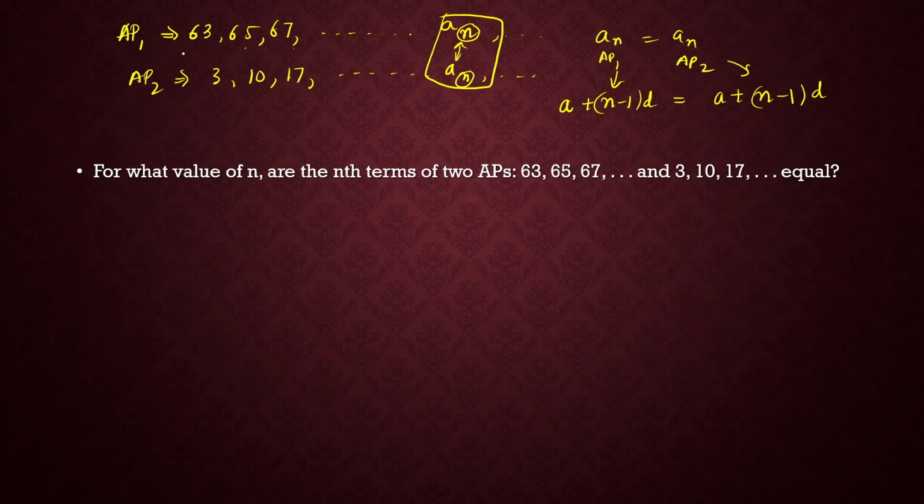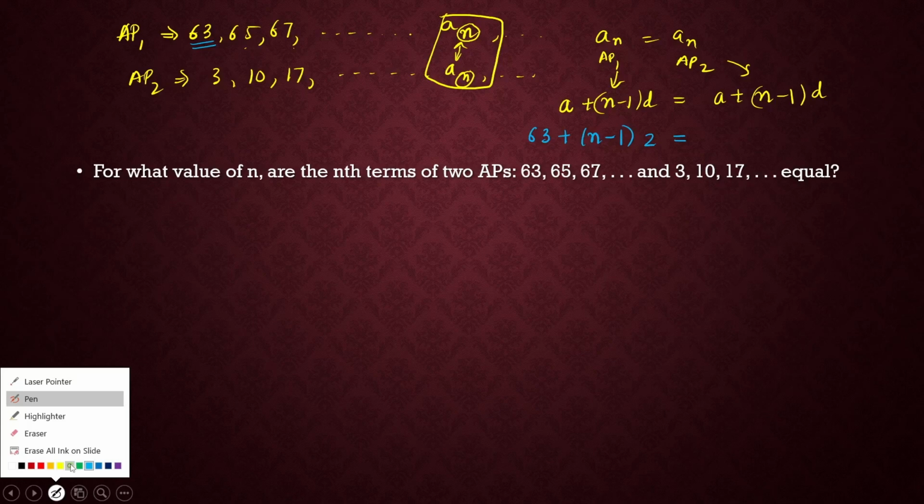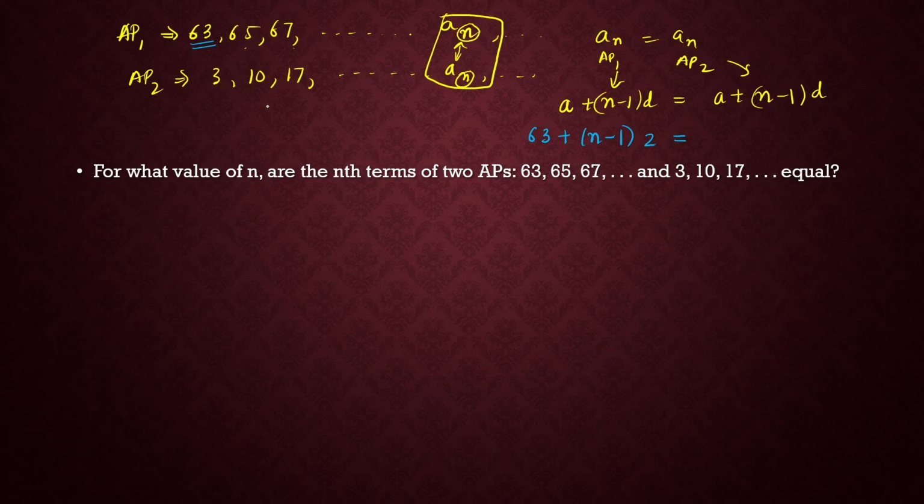Now for the first AP, what is the value of a? For the first one, I'll write in blue, okay? For the first AP, the value of a is 63 plus (n minus 1), since I have to find the value of n. The common difference is 65 minus 63, that is 2. That is equal to, in the second AP, a is 3 plus (n minus 1) into d, where d is 10 minus 3, that is 7. Now if we just solve these two, you will get the value of n.